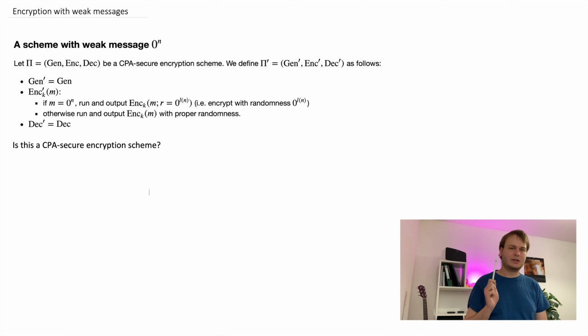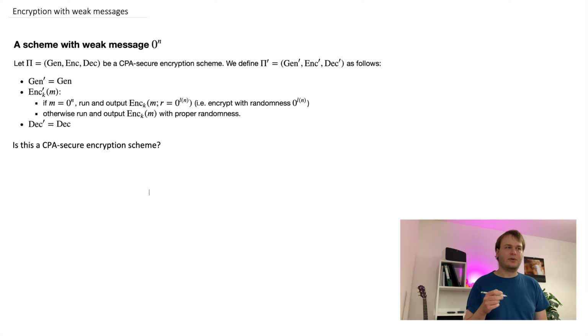Hey, we'll take a look at encryption schemes. We'll introduce a little bit of a twist for encryption schemes. Namely, we will introduce weak messages. Weak messages are messages where the encryption isn't as strong, let's say. And we will then take a look at whether or not they are still CPA secure. Basically, we're doing most of this in order to understand CPA security a little bit better.